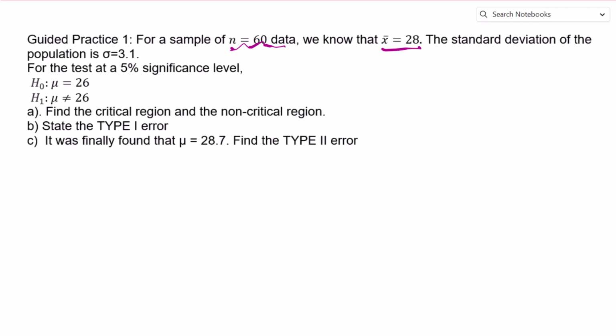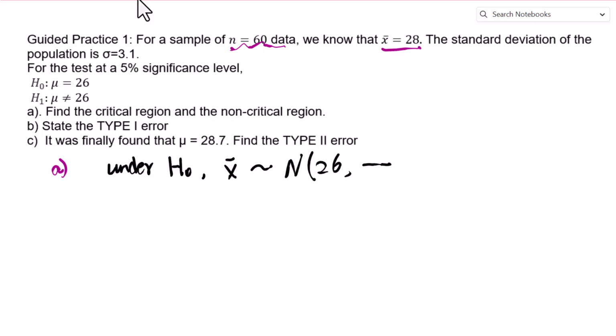C. It was finally found that mu equals 28.7. Find the type 2 error. Under H0, X bar follows normal distribution with the mean 26, standard deviation 3.1 over square root 60. Based on H1, we got to draw the diagram. This is a two-tailed test.